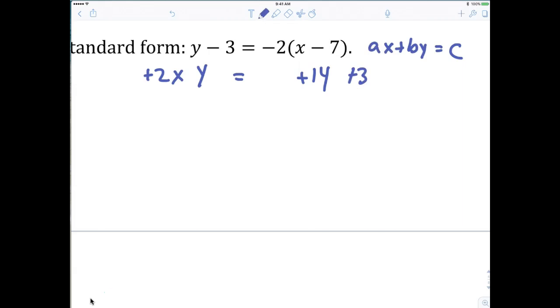Now, these two are attached with what? Addition, because the y is positive. You don't just write 2xy because that looks like 2x times y. So now I have 2x plus y equals 17. And that's your answer. That's all there is to it.